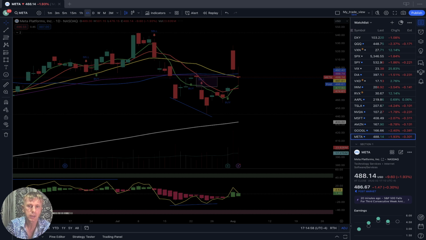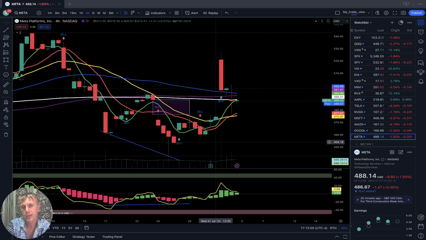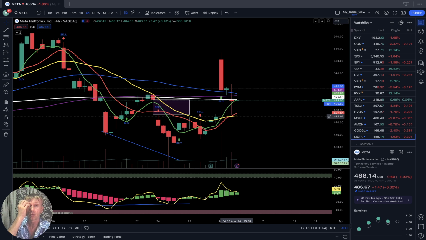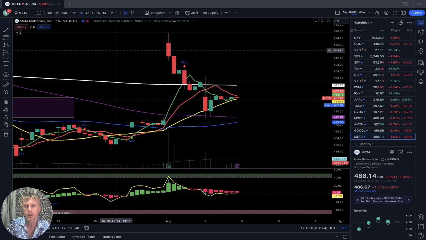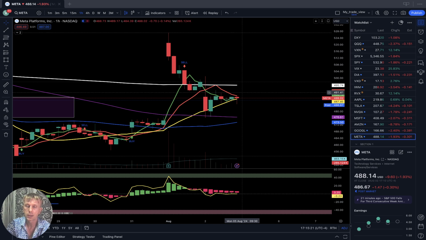Let's see 4 hours time frame. It was a nice bullish crossover. It still has to fill this gap. Still in a fight mode. Last bar still above SMA 20. Still in the bullish territory on 4 hours. Meta still in a kind of positive territory. Even on 1 hour time frame, last bar above SMA 20. Still in the bullish territory.